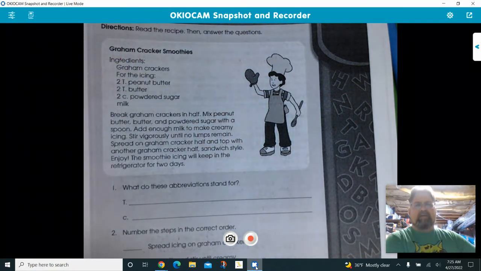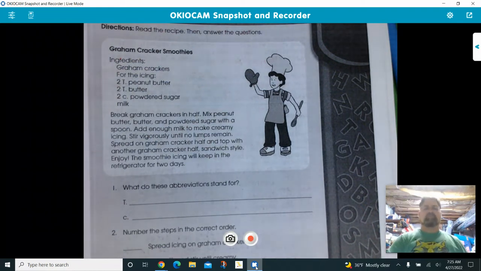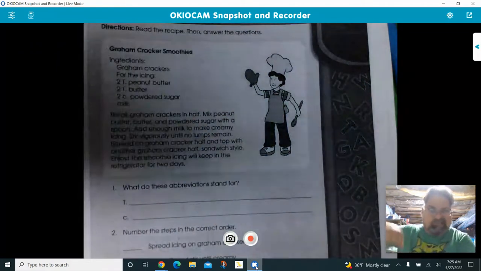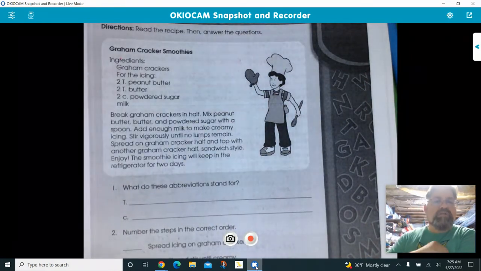Break the graham crackers in half. Mix peanut butter and powdered sugar with a spoon. Add just enough milk to make a creamy icing. Stir vigorously. Vigorously is not just like stir. Vigorously is like stir it hardcore. Stir vigorously until no lumps remain.